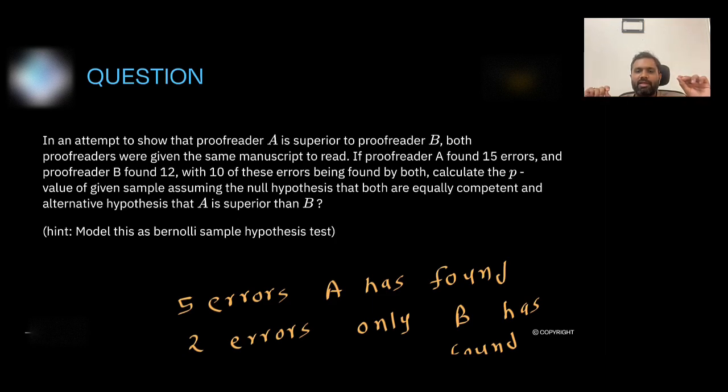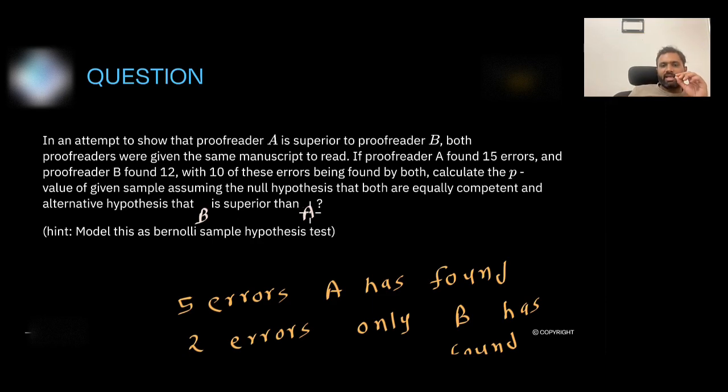I want to give the p-value of this particular test, assuming the null hypothesis that both are equally competent, and the alternative hypothesis is that B is superior to A. So apologies for the typo in the question. I should actually mention that B is superior to A. This is my alternative hypothesis.